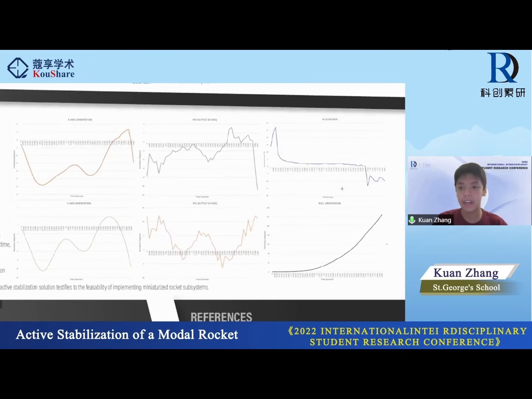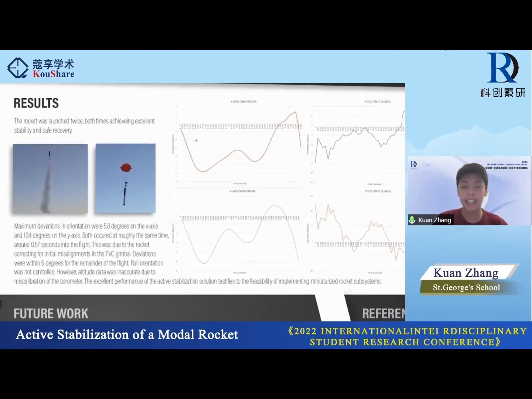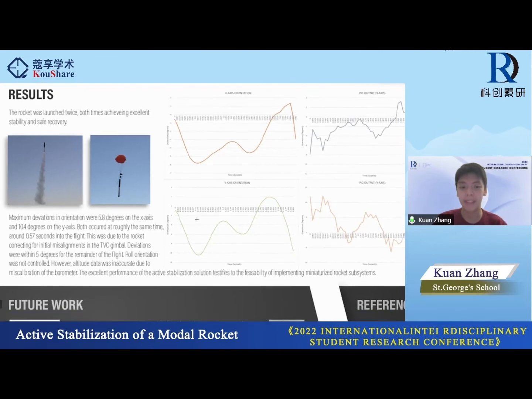This is the acceleration over time, and that is the roll orientation. From the graph, we see that the maximum deviations in the orientation were around 5.8 degrees on the x-axis and around 10.4 degrees or slightly higher on the y-axis. But both of these peaks occurred at roughly the same time, around 0.57 seconds into the flight. This was likely due to the rocket correcting for initial misalignments in the TVC gimbal.